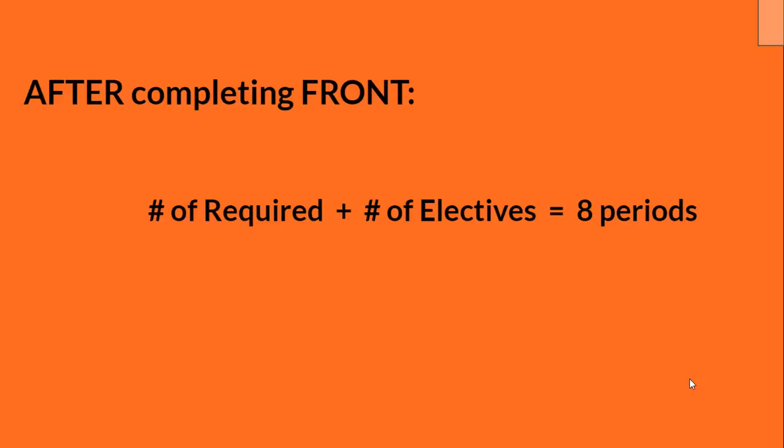After completing the front of your page, you're going to count up the number of classes that you have checked off that are required. What we would like for you to do is take the number of classes that you've checked off that required and subtract that by 8. That number will give you the number of electives that you get to choose. We're saying 8 because there are 8 periods at the high school.